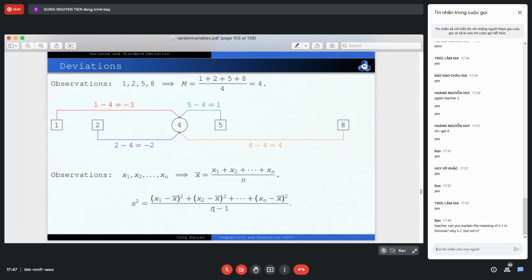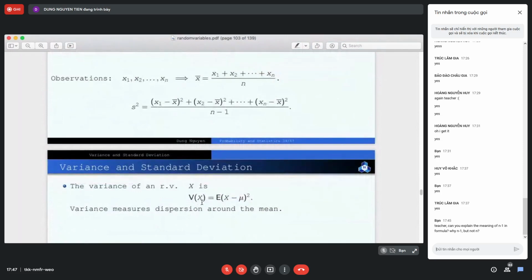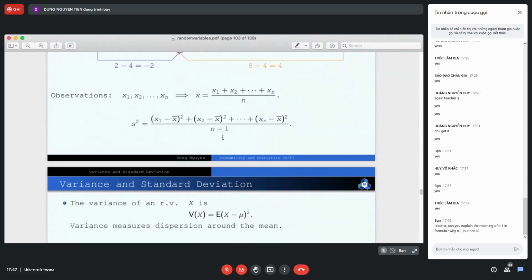If you use n, then the average value of the approximations will be less than the actual variance. So if you use n minus 1 instead of n, it will give you a better approximation for the variance. That's why we use n minus 1 instead of n. Later you will see that it is better to divide the sum by the degrees of freedom instead of the number of observations.